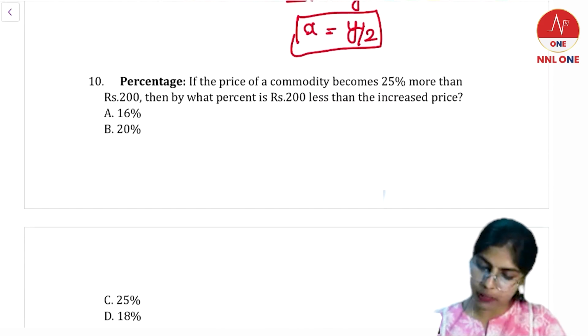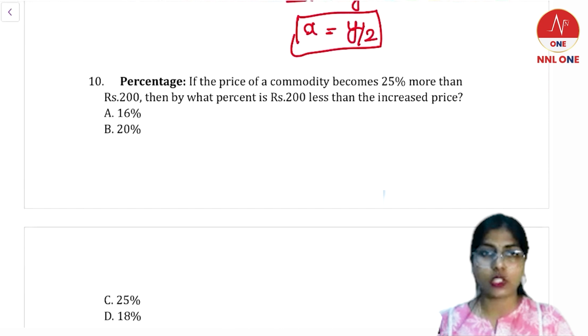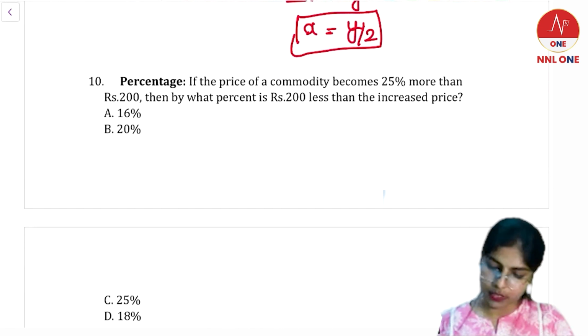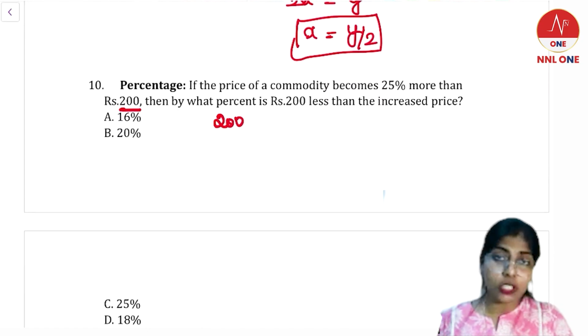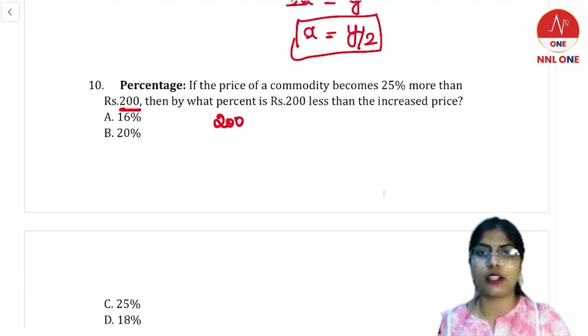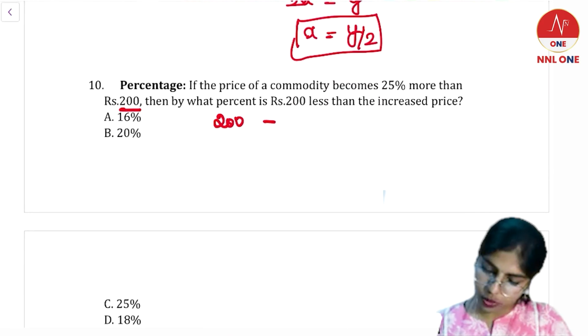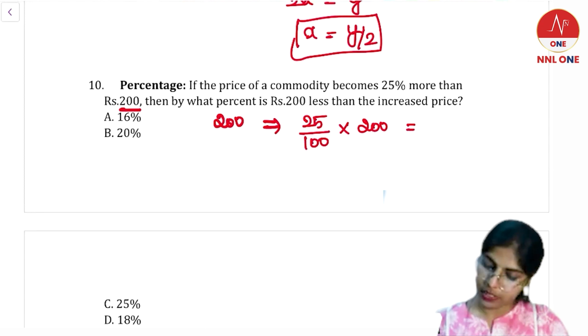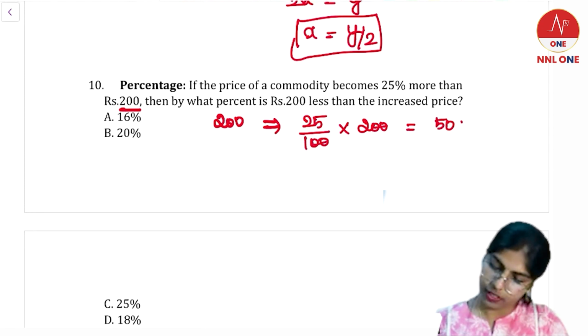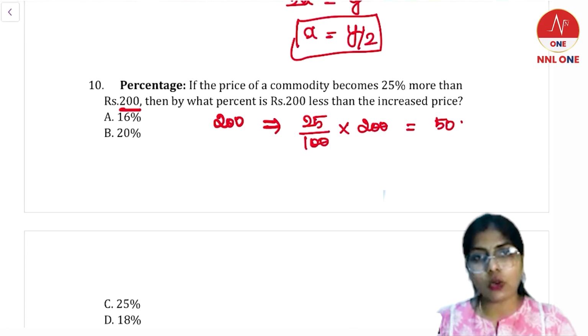If the price of a commodity becomes 25% more than rupees 200, then by what percent is 200 less than the increased price? Here, they have already given the price of the commodity. The price of the commodity is 200. But the commodity becomes 25% more than rupees 200. What is 25% of 200? In the normal method, you'll be doing 25 by 100 into 200. You'll be finding the answer like this. What will be the answer? It is 50. But in the shortcut method, how can you solve this question?